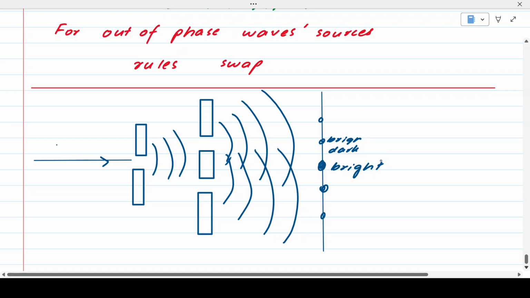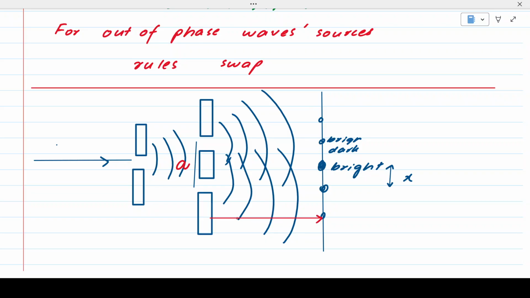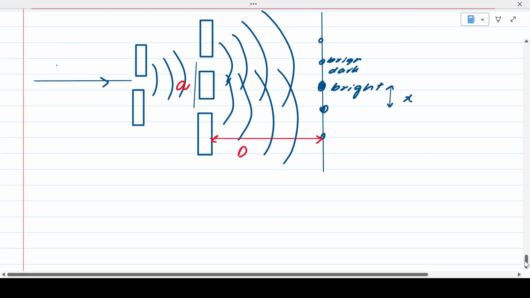The distance between any two consecutive bright spots is called fringe spacing, represented by x. The distance between the centers of the two slits is called slit spacing, represented by a. The shortest distance between the slits and the screen is the slits to screen distance, d. And the formula is lambda equals a times x over d.